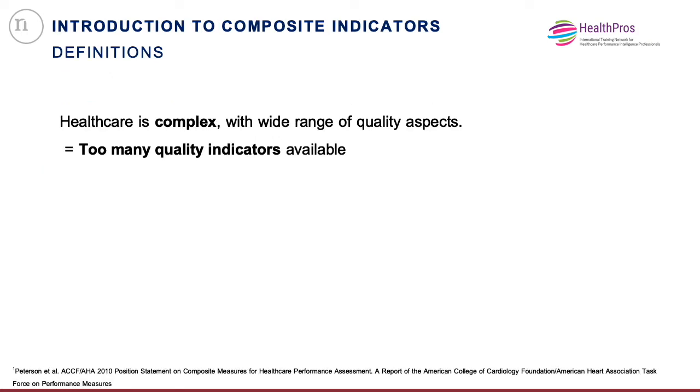Because of the complexity of healthcare and wide range of relevant quality aspects, there are a large number of quality indicators, and the availability of many different indicators may make it difficult for patients to select the best providers for their needs, and also for policymakers to decide if the overall quality of care is improving or not. And composite indicators can be very useful in such cases.